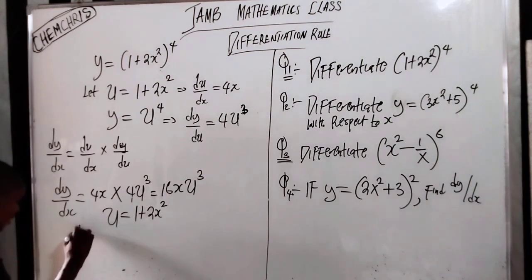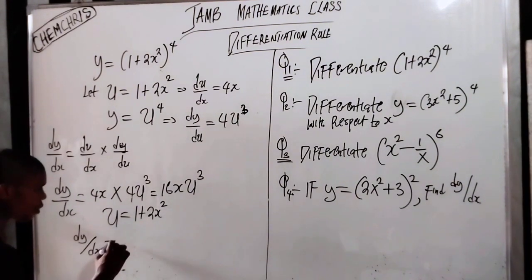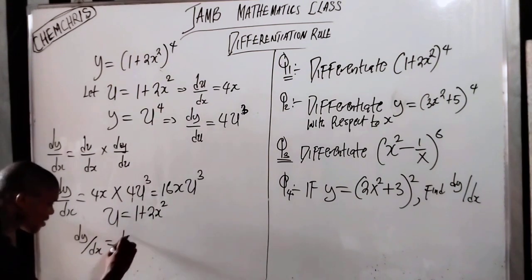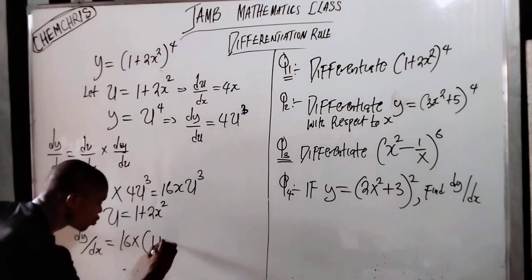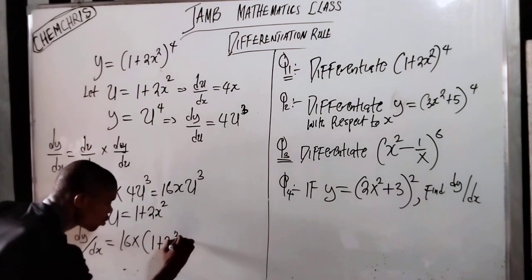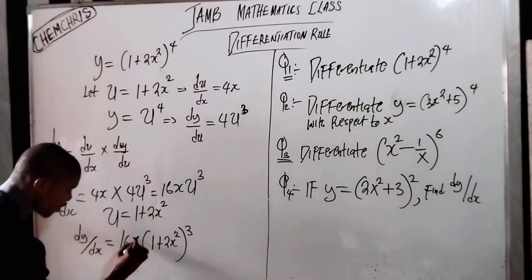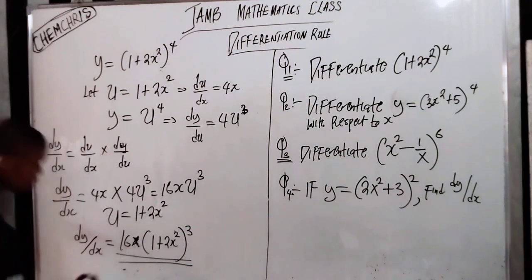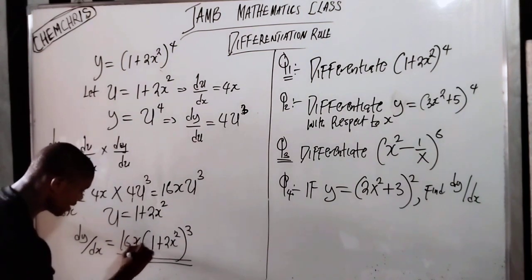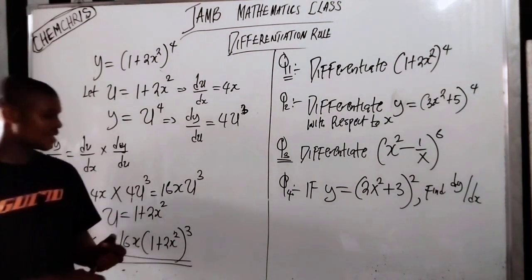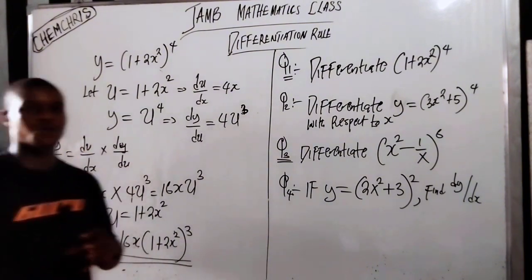So it's going to be dy over dx equals 16x, and because u is (1 plus 2x) squared, all raised to 3. So this is the answer here. You understand? Can you see how easy it is? It's not that difficult. You have to take it step by step. So what I want to do now is this.